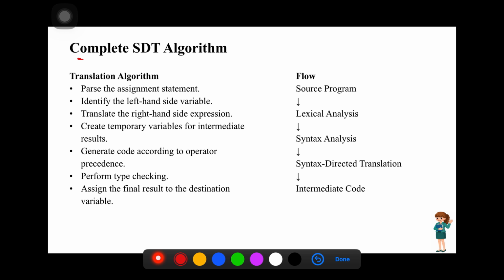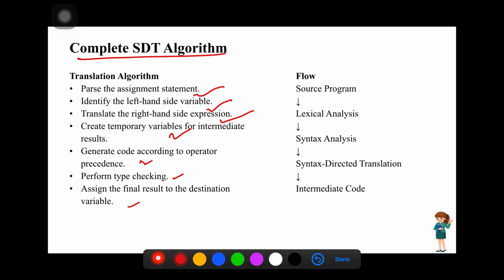Complete SDT algorithm. Let's summarize the translation process. First, the compiler parses the assignment statements. Second, it identifies the left-hand side variable. Third, it translates the expression on the right-hand side. During this process, temporary variables are created for intermediate results. The compiler follows the operator precedence while generating the code. It can also perform type checking. Finally, the result of an expression is assigned to the destination variable.